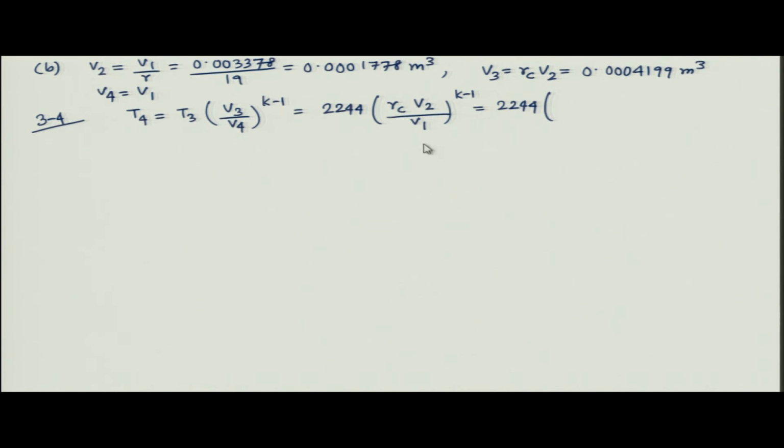or basically we do not have to do this. We already know what is V3. V3 is 0.0004199 meter cube, and V4 is basically V1, which was 0.003378 meter cube. And k we already wrote initially, that is 1.349 in this problem. So, from this we can find T4, and T4 is 1084 Kelvin, okay.